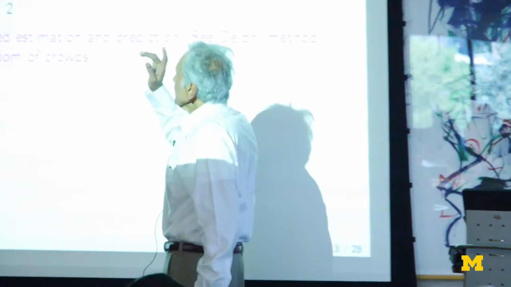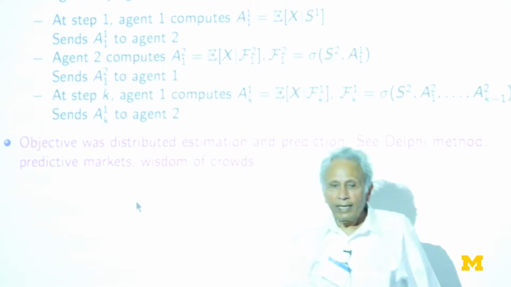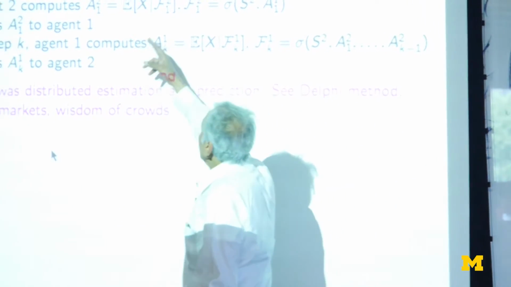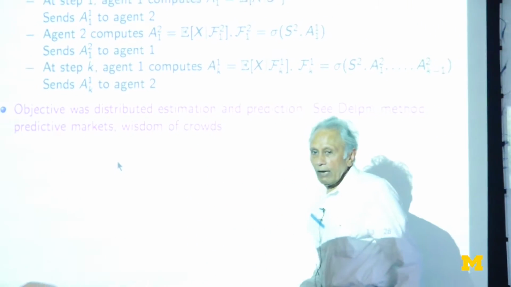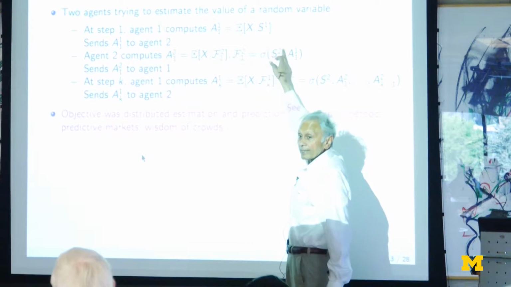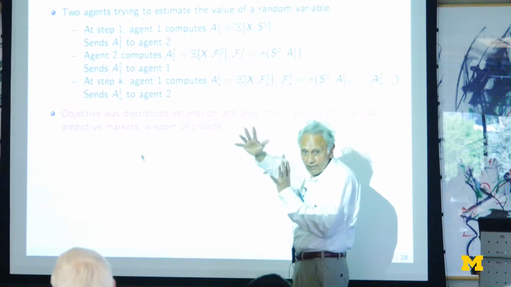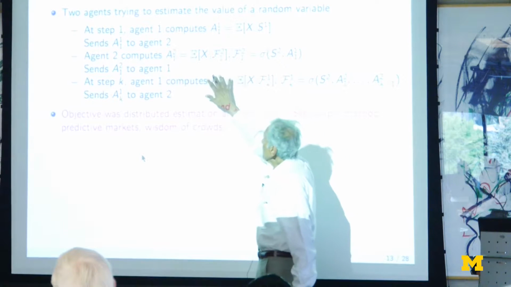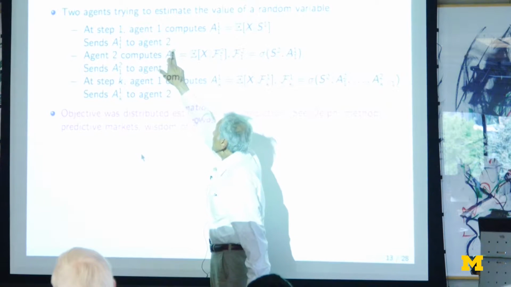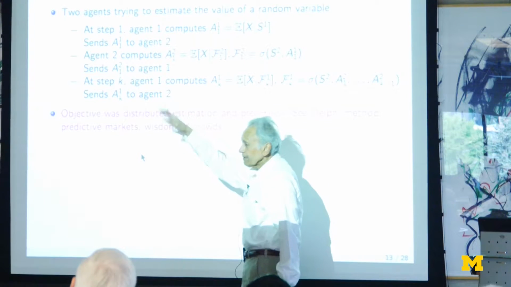So Vivek's story was that we have two agents. At step 1, agent 1 computes his conditional expectation given his private signal and communicates that to agent 2. Now agent 2 has his own signal plus the thing that he obtained from the other one, right? So his sigma field or information is a little bit bigger. So now he computes that expectation, agent 2's expectation in round 1, and sends that to agent 1. Then we keep iterating the story.